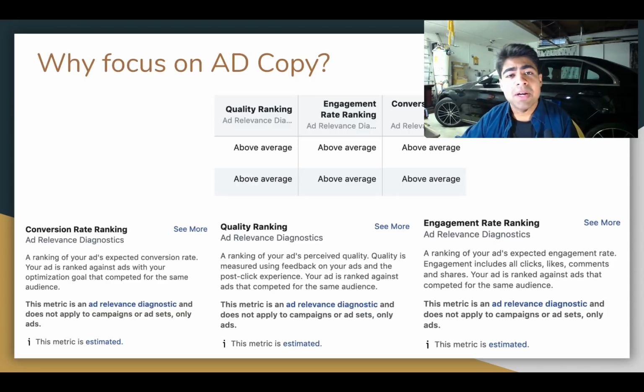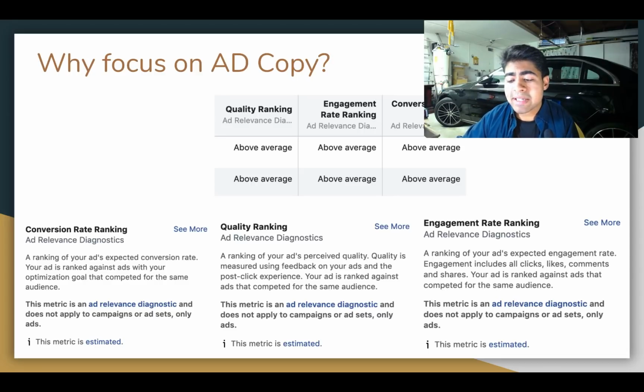If you look at the image in the middle, in the bottom, it says quality ranking is basically a ranking of your ad's perceived quality. This metric is measured using feedback on your ads and the post-click experience, meaning what happens after a customer clicks on the link on your ad copy. Does the customer immediately go to your website and then exit out, or does the customer continue browsing for a few minutes and eventually ends up purchasing?